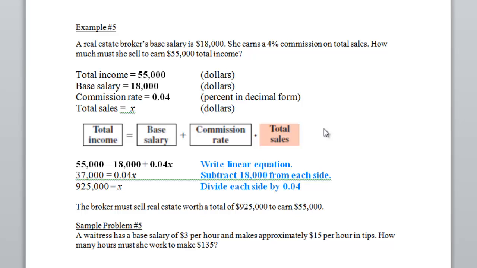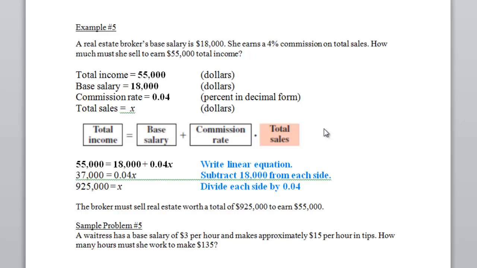It says a real estate broker's base salary is $18,000 a year. And I can tell you from personal experience that $18,000 a year is not a lot of money. She earns a 4% commission on total sales. How much must she sell to earn a total of $55,000 total income per year?